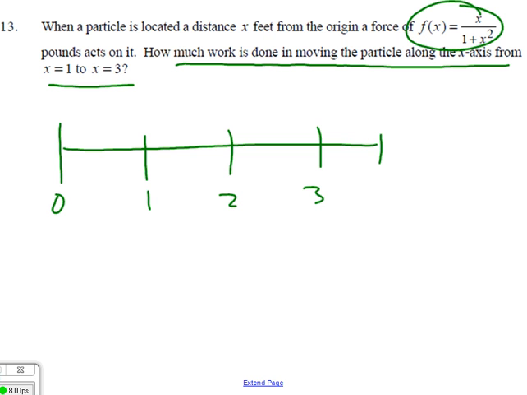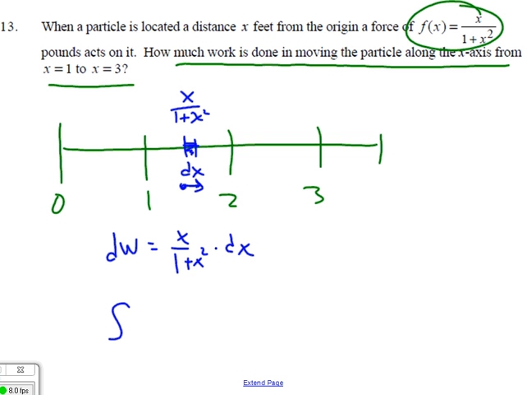So the idea is we think about having a little cut, and that has a distance dx, and we want to think about the work done in moving it that little distance. And the force at any point is x over 1 plus x squared. Well, what we're going to do is add up all of these little works. The little work in this section would be the force times the distance. So we're going to add up from 1 to 3, x over 1 plus x squared dx.